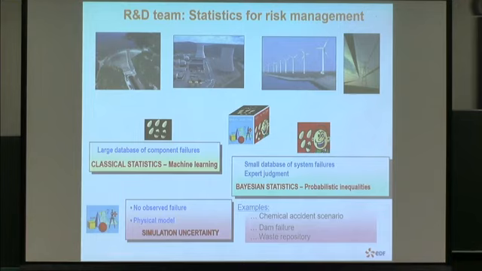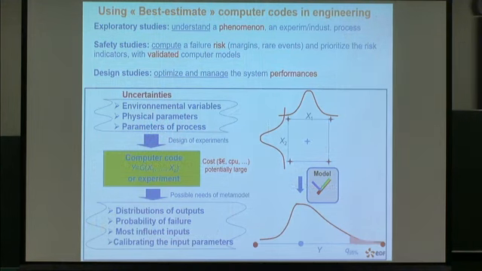But I am mainly concerned with situations when we have no observed failure, but we have to prove the safety. Of course, it's very important. And in this case, we develop physical models, and so we talk about simulation uncertainty. There are many things to say, but I will try to simplify just to give an idea of what research engineers like me try to do.